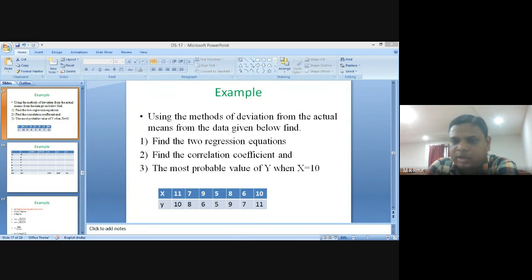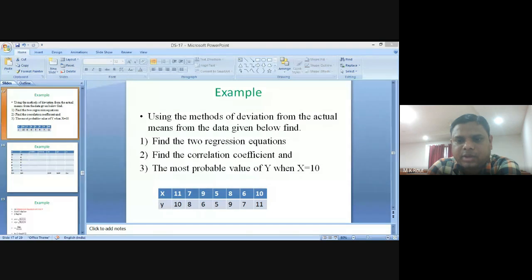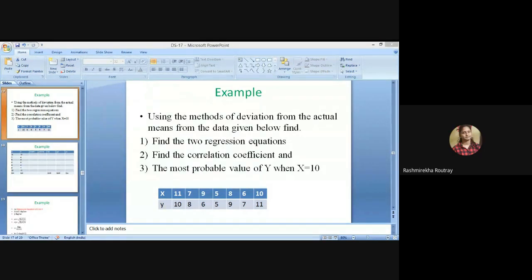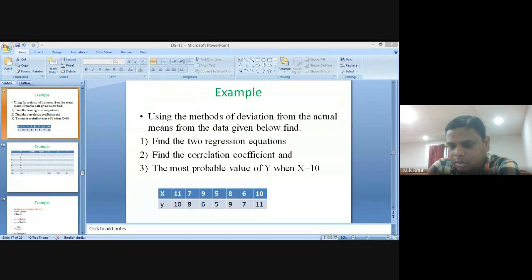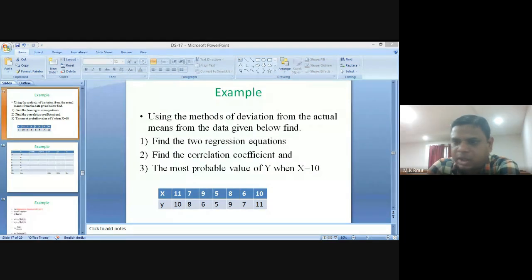Rosanil Patnaik, what is the value of x bar? Try to make it fast. 8, sir. 8, good. Prityosabha, what is the value of y bar? Sir, 8. Okay, 8.